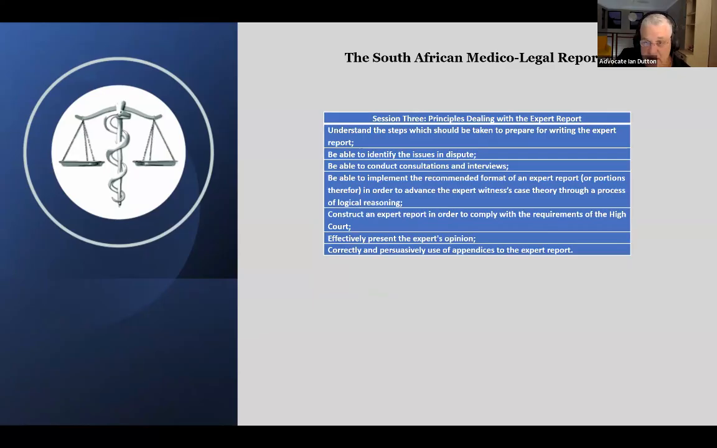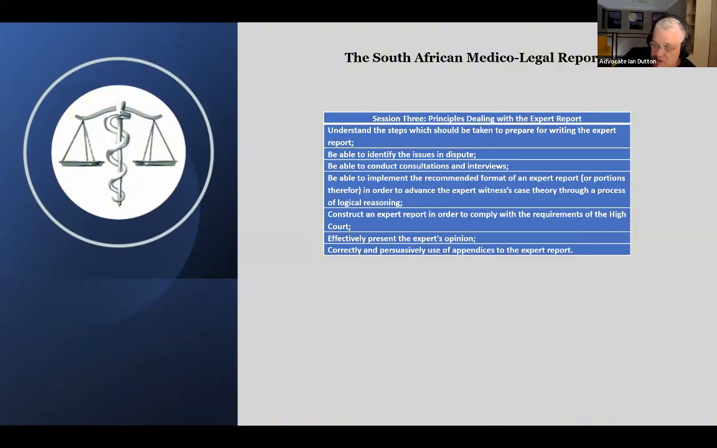Okay, then session 3, principles dealing with the expert report. Now we look more at the expert report itself. And again, just to reiterate, our approach to expert report writing is that we don't have a template that we insist you must use. What is important is to understand the principles that should be incorporated in your particular model or structure of an expert report. We do give a suggested format for an expert report if you are looking for a format.